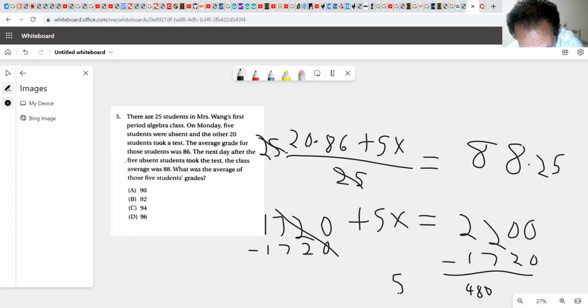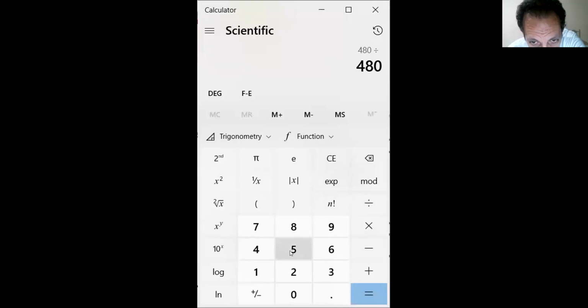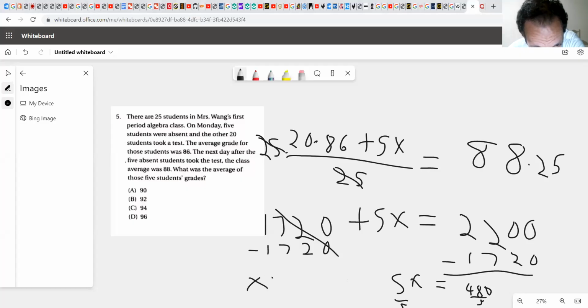Bring down the 5x. 5x equals 480, and divide both sides by 5. So 480 divided by 5 is 96. So x equals 96.